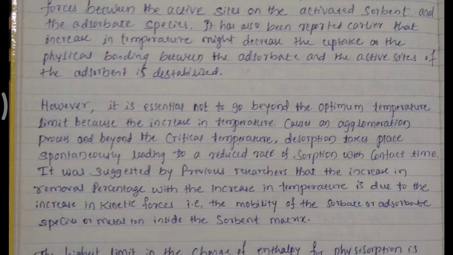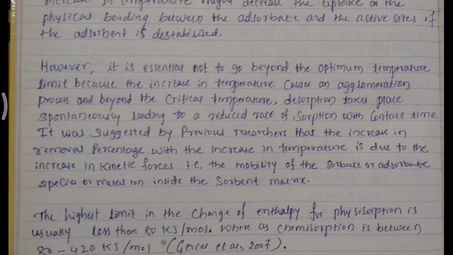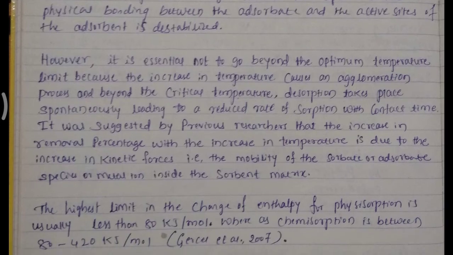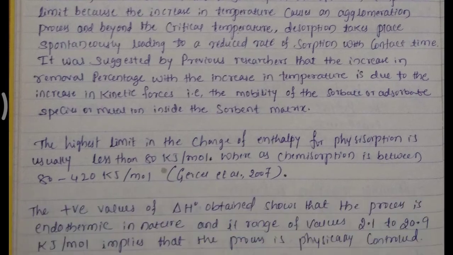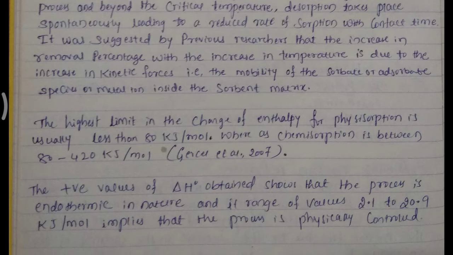agglomeration process and beyond the critical temperature, desorption takes place spontaneously leading to a reduced rate of sorption with contact time. It was suggested by previous researchers that the increase in removal percentage with increase in temperature is due to the increase in kinetic forces and the mobility of the sorbate or adsorbate species or metal ion inside the sorbent matrix. The highest limiting value of the change in enthalpy for physisorption is usually less than 80 kJ per mole, whereas chemisorption is between 80 to 420 kJ per mole.